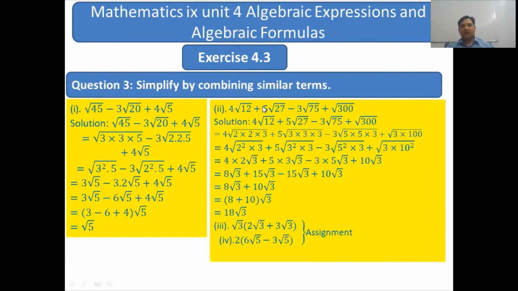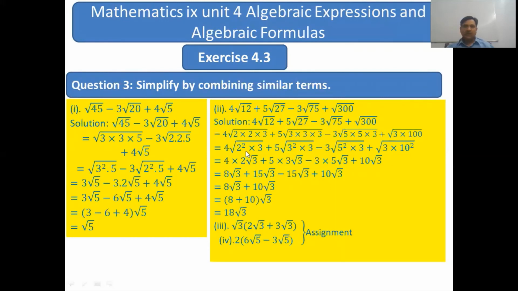Part 2, 4 square root of 12 plus 5 square root of 27 minus 3 square root of 75 plus square root of 300. First, you have to remember that you have to write these surds in simplest form. So you just have to factorize 12. 12 can be factorized as 2, 2, 3, and 27 can be factorized as the prime factors 3, 3, 3, and 75 as 5 multiplied by 5 multiplied by 3, and 300 can be simplified as 3 multiplied with 100.